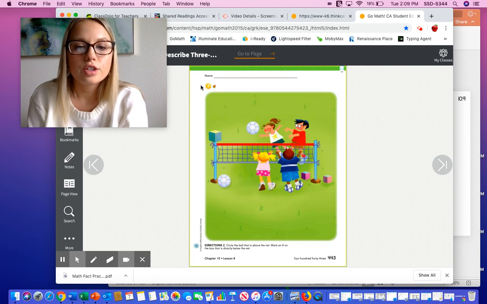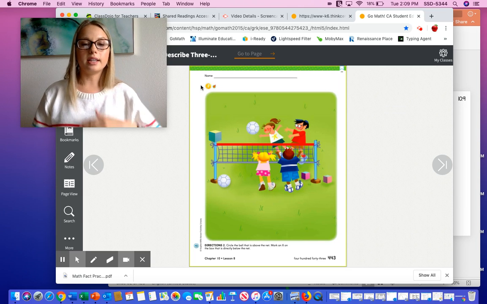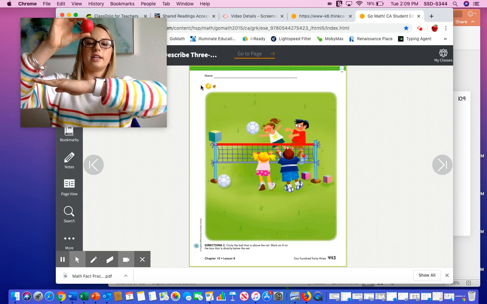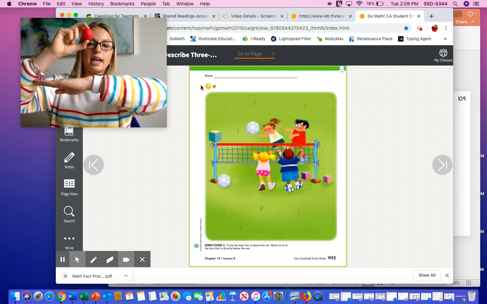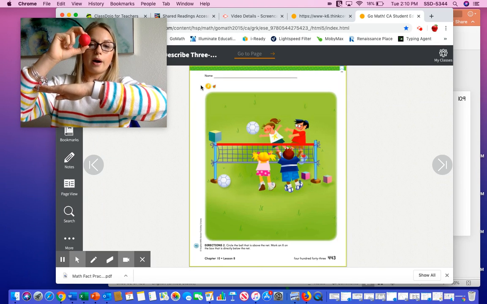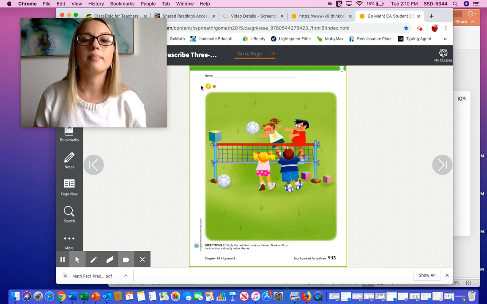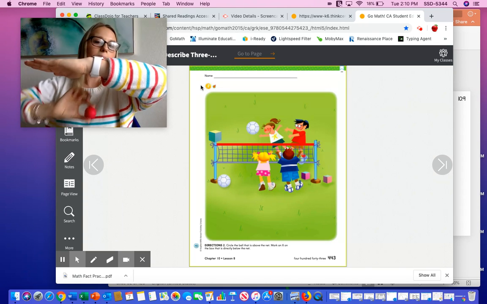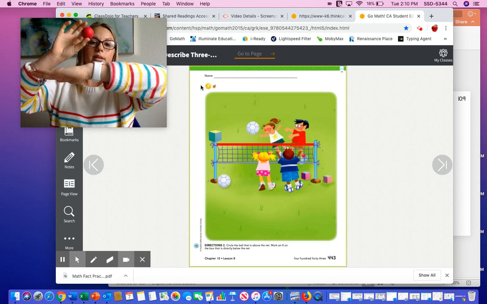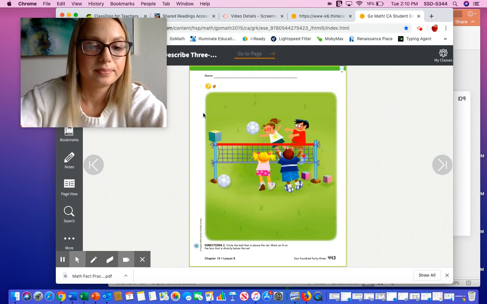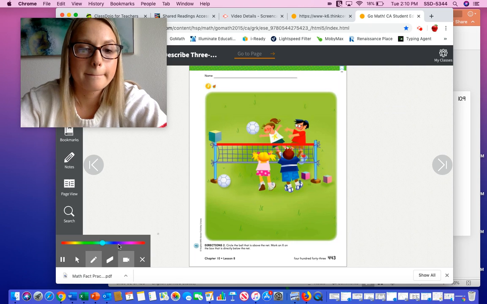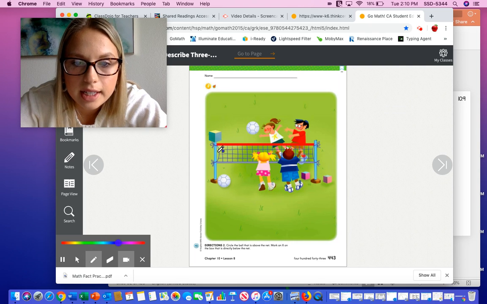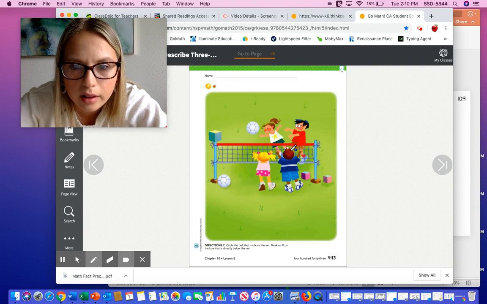Here's our directions. Circle the ball that is above the net. Mark an X on the box. Oh, we're just going to do the first direction first. Okay, circle a ball that is above the net. Not below, above. So find a ball that's above the net and circle it. Here's the net here. They're playing volleyball, it looks like.